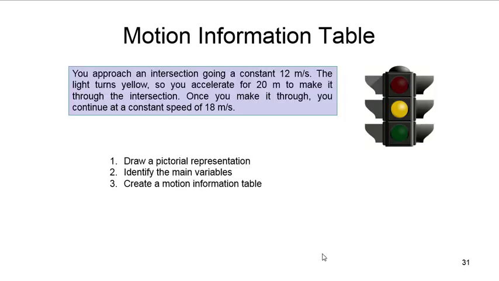So let's take time to work through another example. Okay, so here is a sample problem. We're not going to solve it. We're just going to set up a motion information table. Mainly what I want you to do is try to identify the main variables. Think about what events we have, and I want you to make a motion information table for it. So press pause, take as long as you need to work through this, and then press play and we'll go through it together.